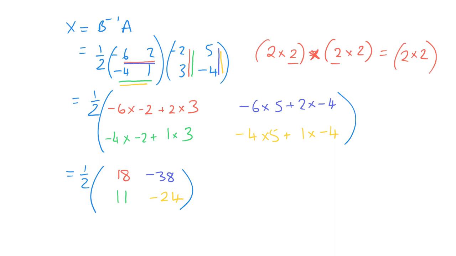Now it's a half times this, so I would tidy that up a bit, and because a half will go in nice and straightforward to all of them apart from 11, so that'll be 9 minus 19. Right, that one is just 11 over 2 and minus 12.